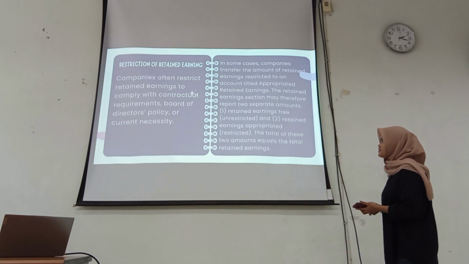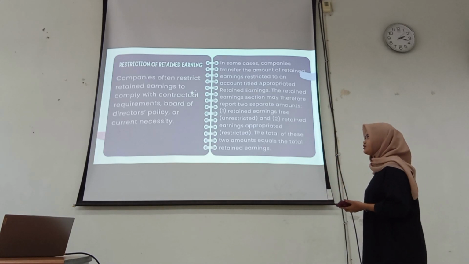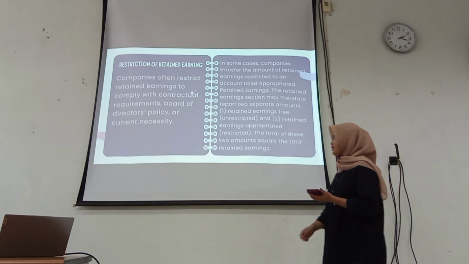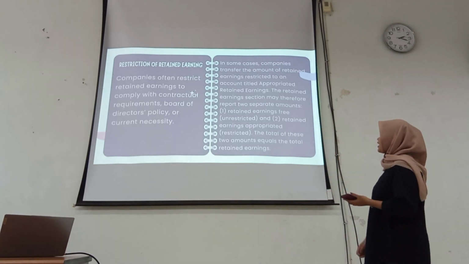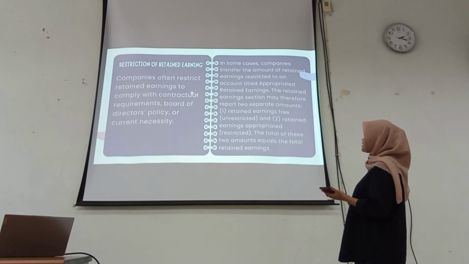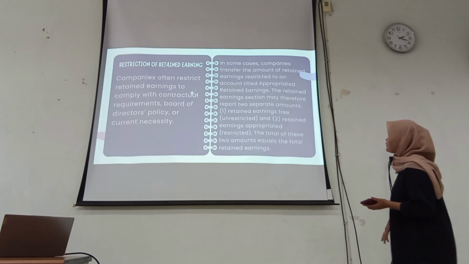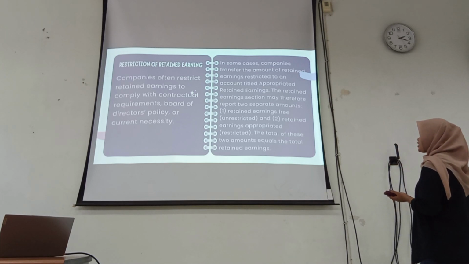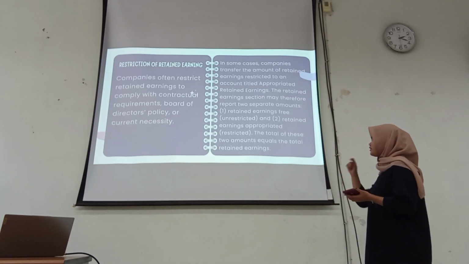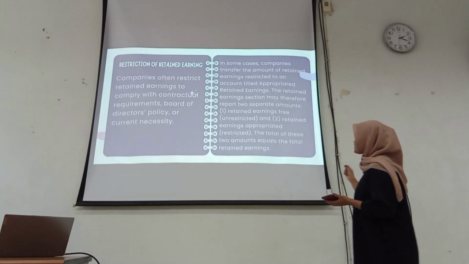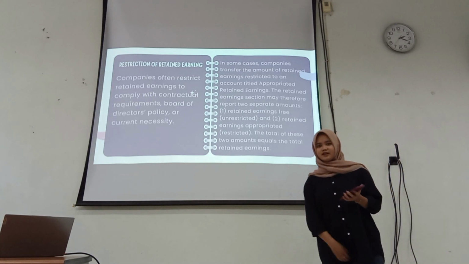And then, restriction of retained earnings. Companies often restrict retained earnings to comply with a contractual requirement, board of directors policy, or current necessity. In some cases, companies transfer the amount of retained earnings restricted to an appropriate account. The retained earnings section may choose to report two separate amounts, retained earnings free or unrestricted, and retained earnings appropriated. The total of these two amounts equals the total retained earnings.